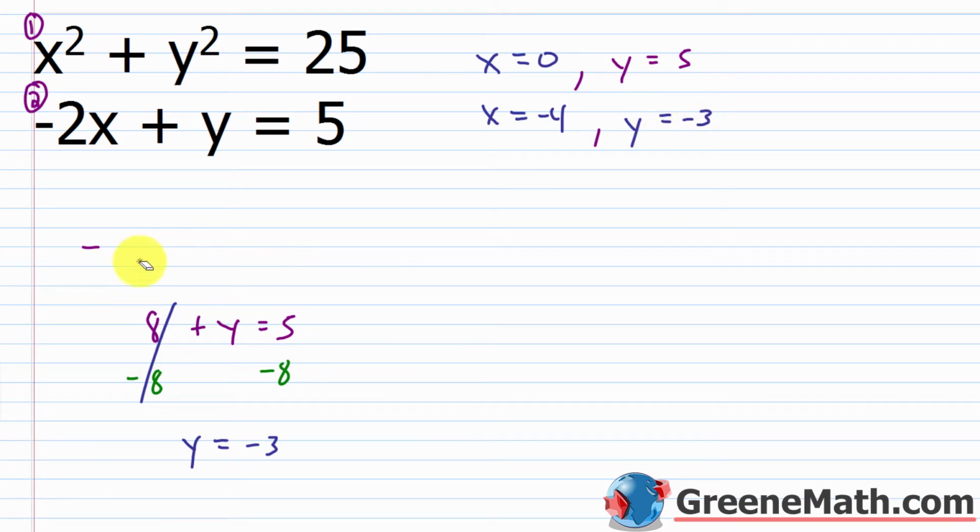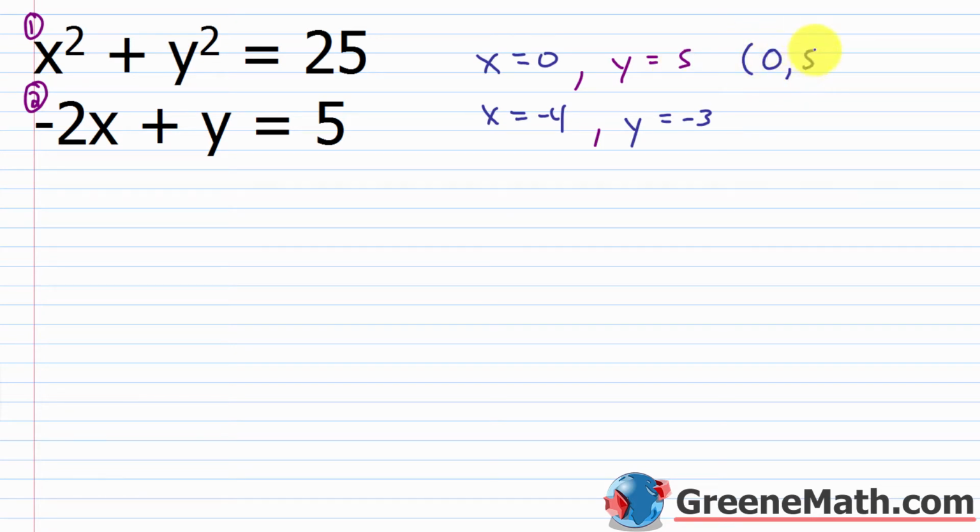Now, I'm not going to do this in every video, but I do want you to understand that you should check these solutions and make sure they work in each equation. So if x equals 0, y equals 5, that's the ordered pair 0, 5. Then if x equals negative 4, y equals negative 3, that's the ordered pair negative 4, negative 3. So in solution set notation, put 0, 5 and negative 4, negative 3.